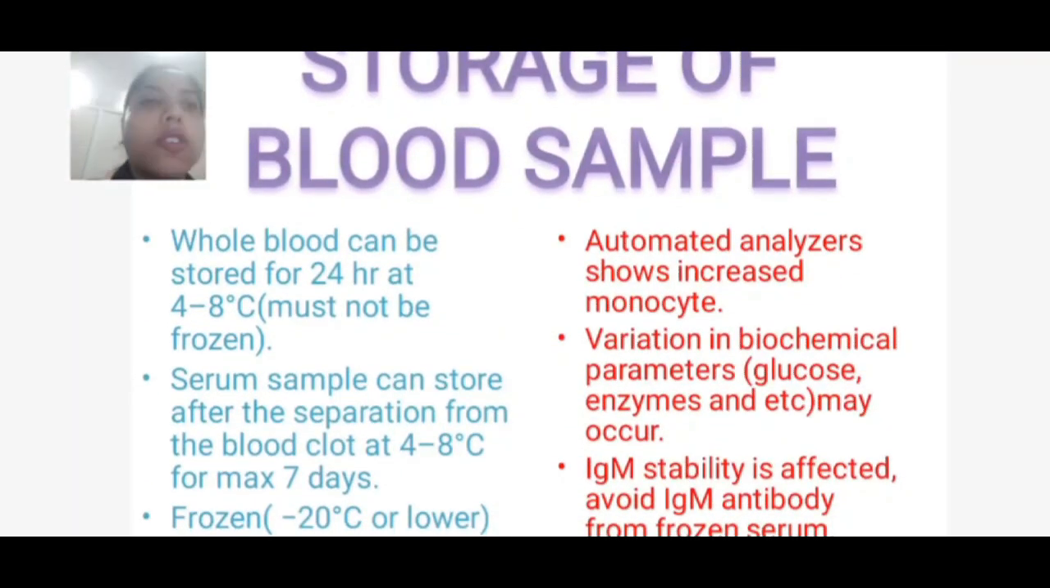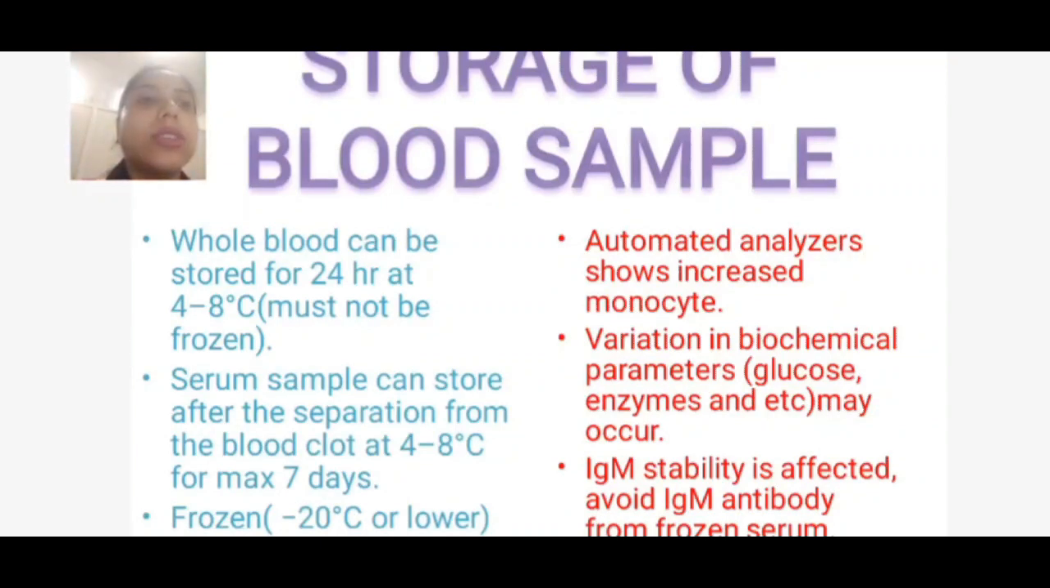Now there is the storage of blood sample. Whole blood can be stored for 24 hours at 4 to 8 degrees Celsius, which must not be frozen. Serum sample can be stored after separation from the blood clot at 4 to 8 degrees Celsius for a maximum of 7 days. And frozen sample at minus 20 degrees Celsius or lower, serum can be used after a long period.